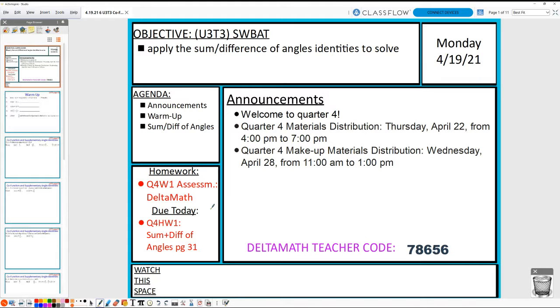All right, so today we're going to apply what we learned about the sum and difference angle identities in order to actually solve.